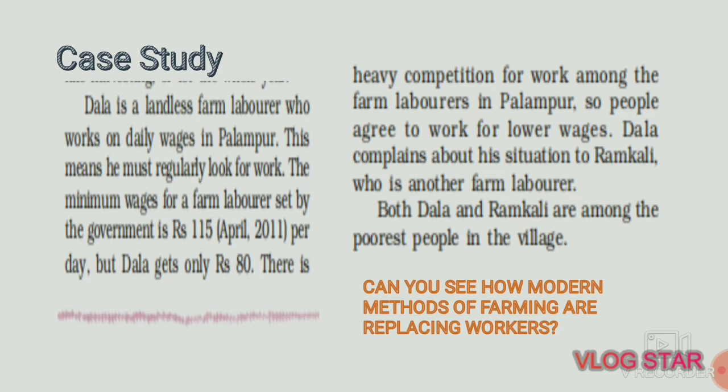Now, can you see how modern methods of farming are replacing workers? Yes, we have seen the conversation between Dala and Ramkali, and this clearly shows us that due to the coming up of these modern methods, the small and medium farmers are not getting the job, and if they are getting work even on the medium or large farms, they are getting it for only some time, and the money is also very less, because every person wants to work, and even if the money is very low, each and every person wants to get the work to earn their living.